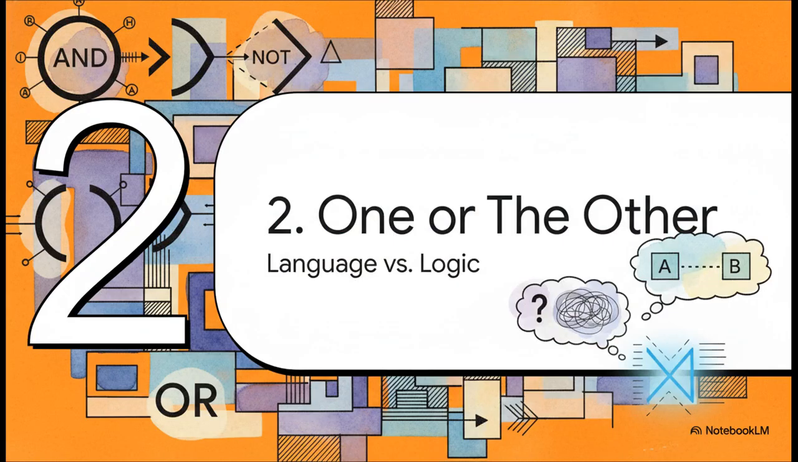Okay, so at the very heart of the Boolean system, you've got these simple operators you've probably heard of, like AND, OR, and NOT. But one of them is a little bit special. And it all comes down to how we use the word "or" in everyday language, which can be surprisingly ambiguous. So let's break that down.